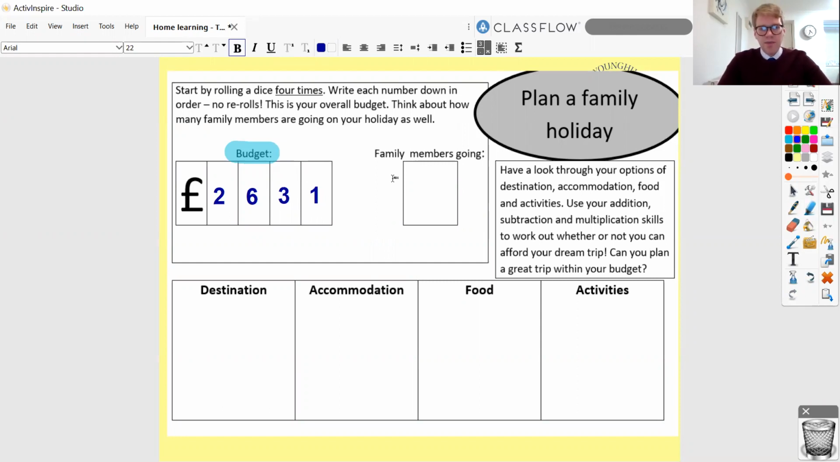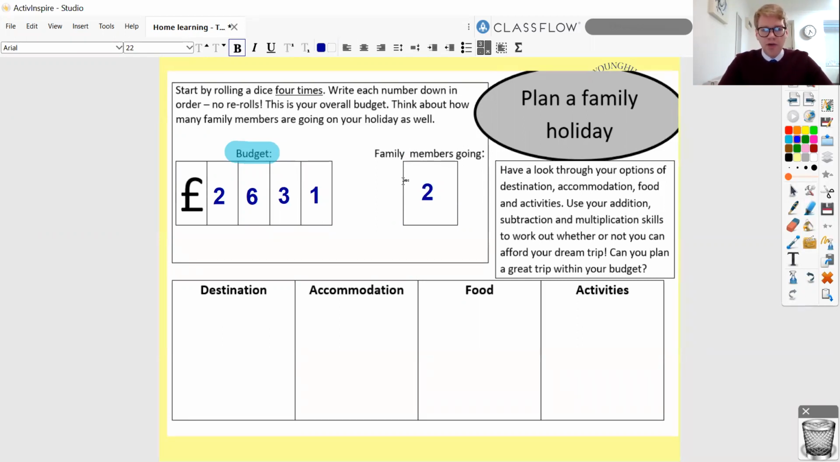I also need to have a think about how many family members are going to be going on our holiday. Now, in my house, there's 2 of us, but in your house, maybe you've got 4, 5, maybe you've got more than that. However many people are in your house that are coming with you on holiday, you need to write in that number there as well. That's going to be a very important number for us.